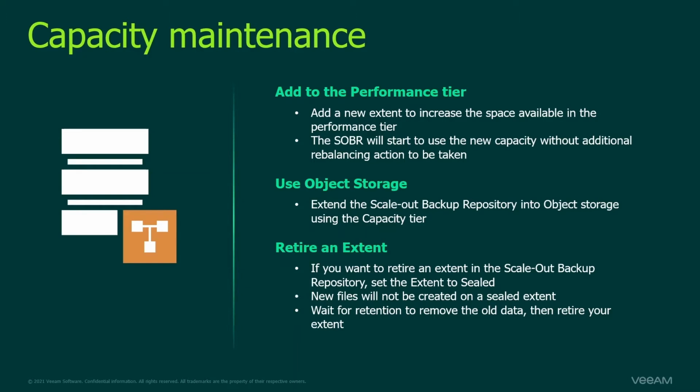Another option to add more capacity to your scale-out backup repository is just to add an object storage there. So when you add an object storage repository in the capacity tier, and you start the offloads, the move of data, you immediately free up data on the performance tier, and this way you can leverage more backups on your performance tier.